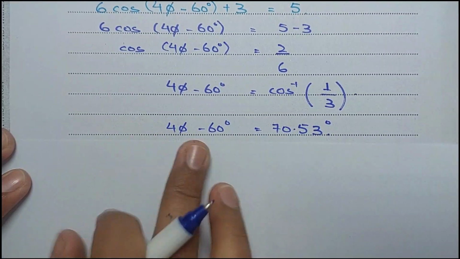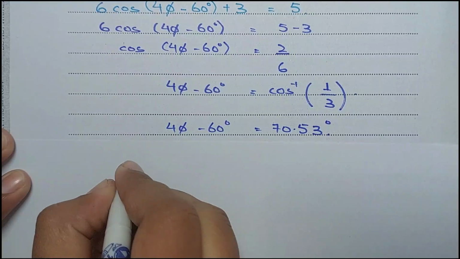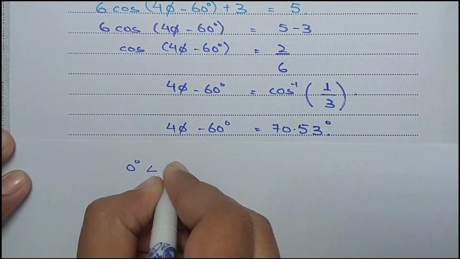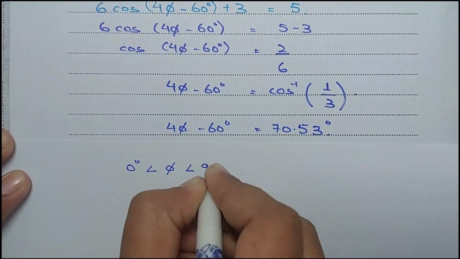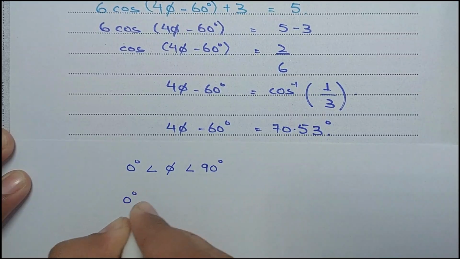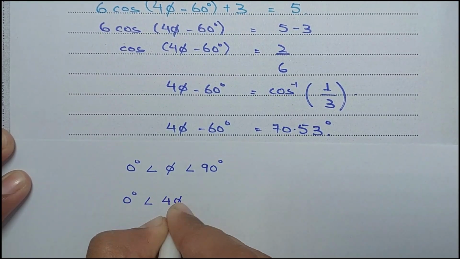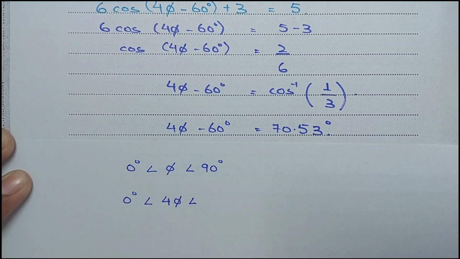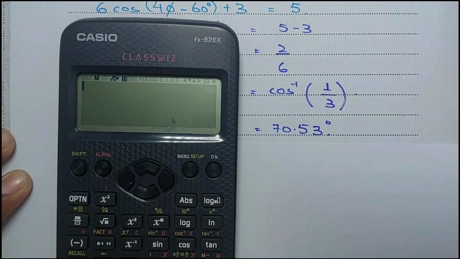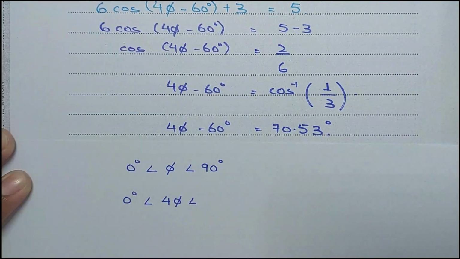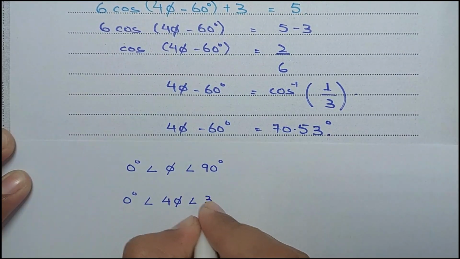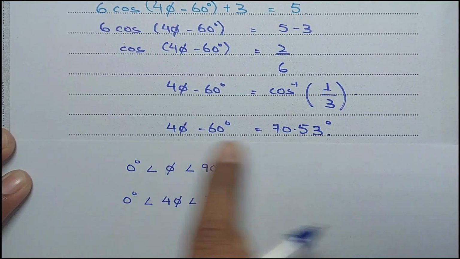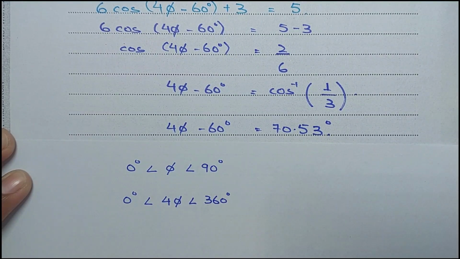Okay, after that equation, we know that phi is from 0 to 90. So what is the range for 4 phi? If 0 degree is less than phi is less than 90 degree, then 0 is less than 4 phi is less than 4 times 90, right? So everything is multiplied by 4. 4 times 90 is 360 degree. It means 4 phi lies between 0 and 360 degree, right?